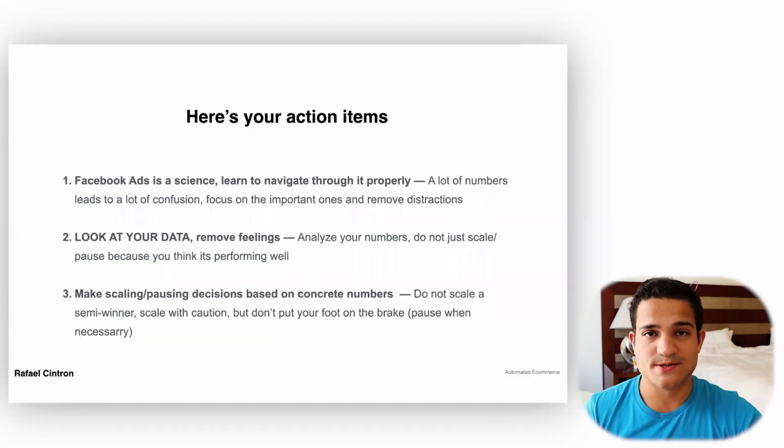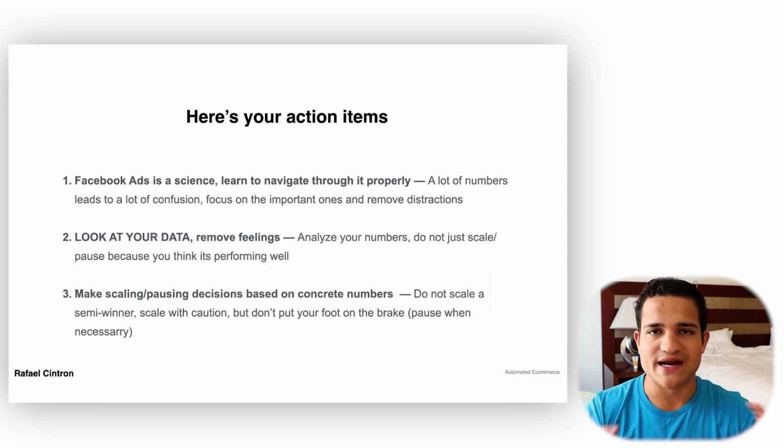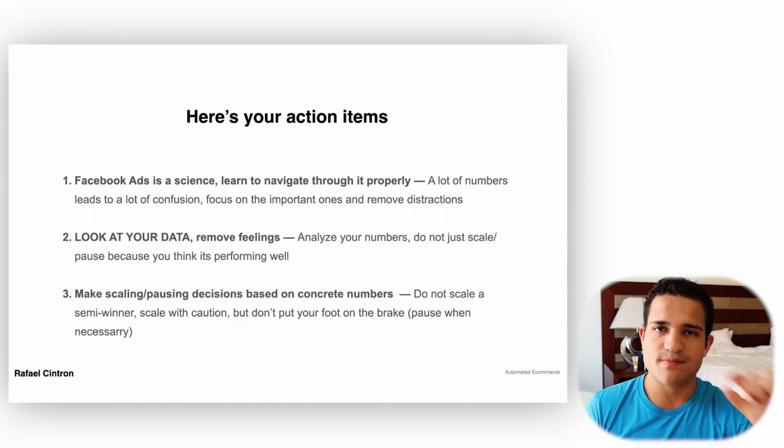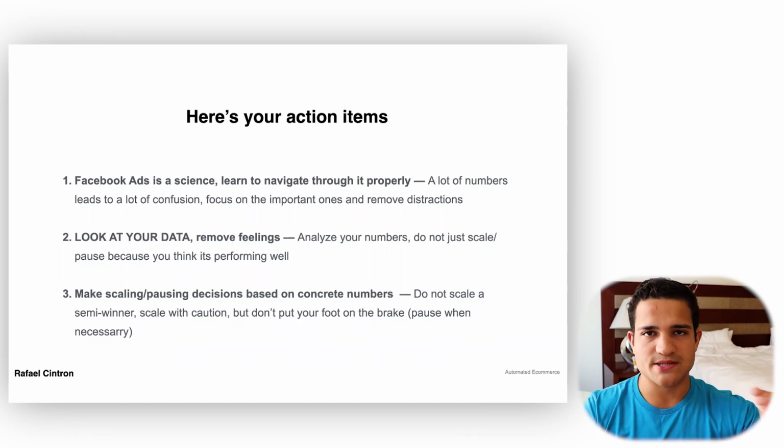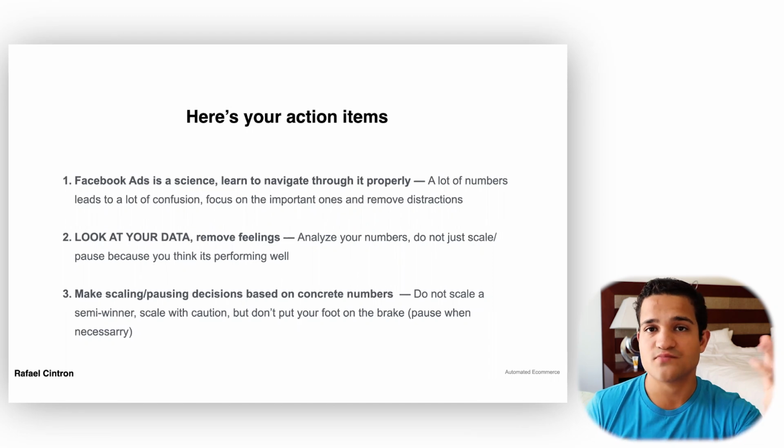Now, your action items from this particular training. I know I talked a lot about different numbers and different calculations. Facebook ads is a science. You need to really learn how to navigate through those numbers. You need to learn what everything means. You need to make sure that you look at them every 24 hours, 48 hours, pay attention to the numbers, pay attention to how they relate to each other, pay attention to what I said about if you're not testing multiple audiences, it's probably an audience problem.